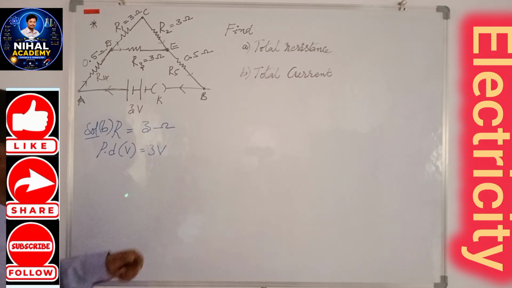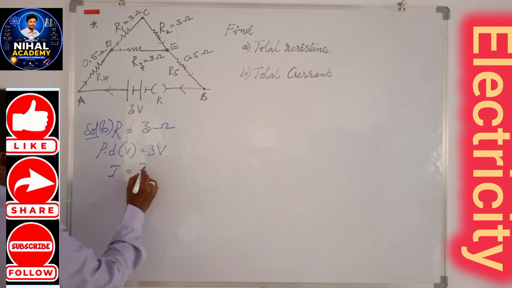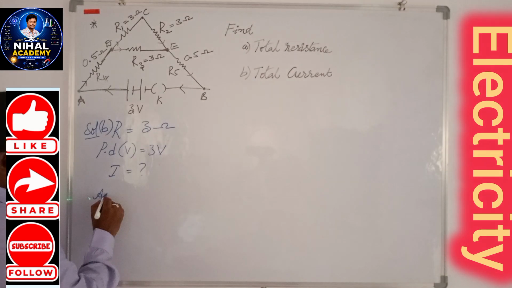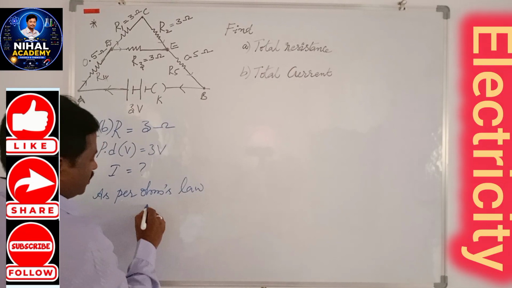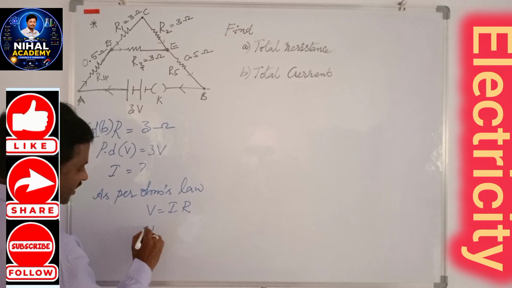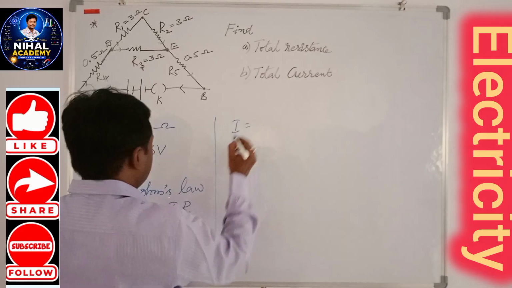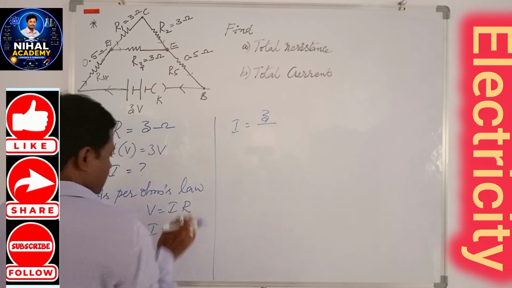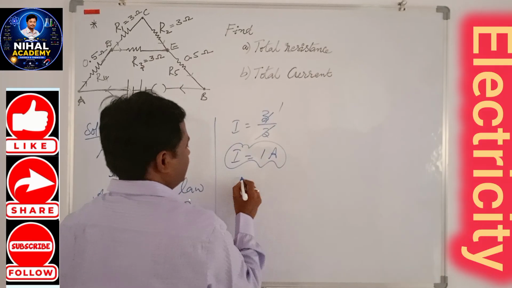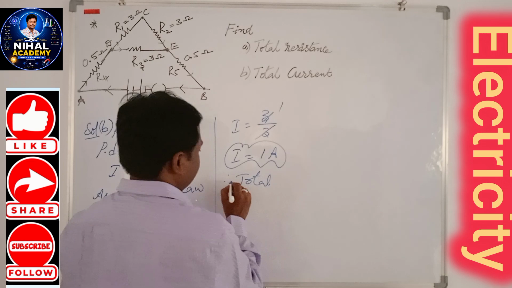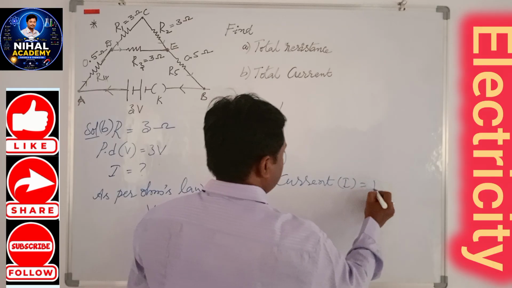Now we have to calculate total current. R is 3 ohm and the potential difference is given, that is 3 volt. So current I is equal to question mark. As per Ohm's law, V is equal to IR. So from this, I is equal to V by R. Now substitute the values. I is equal to V value 3 by R value 3, so 3 by 3 is equal to 1 ampere. So total current I is equal to 1 ampere.